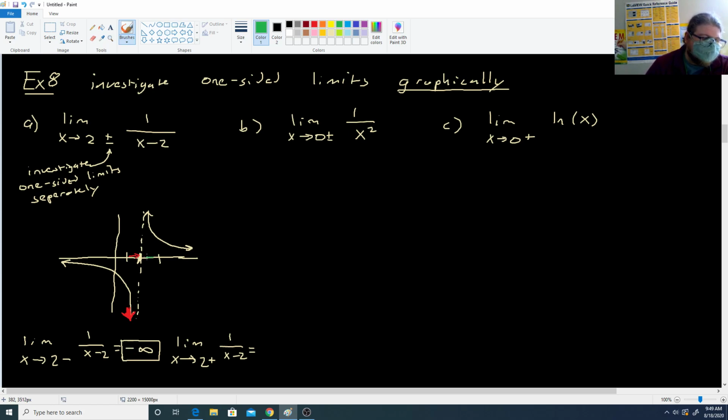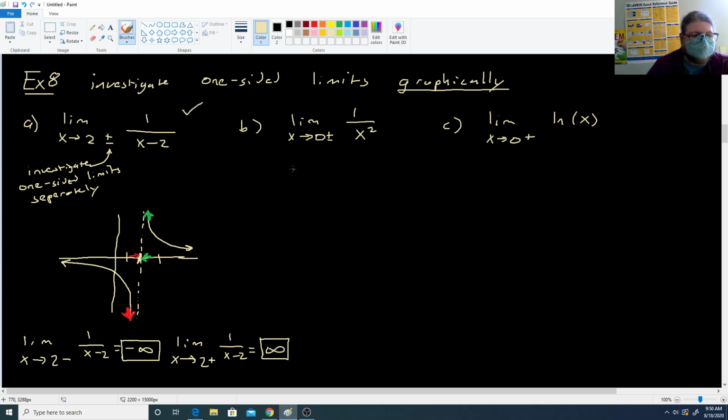As we approach from the right-hand side, I get close to 2 from the right. I look and say, what are my y values doing? Well, on the right, my y values are running up this vertical asymptote, so they are heading off towards positive infinity. So we investigated part A graphically.